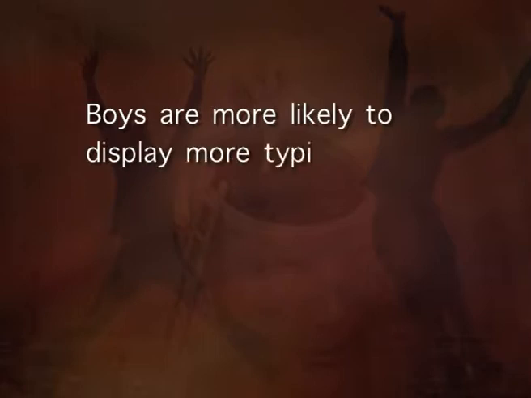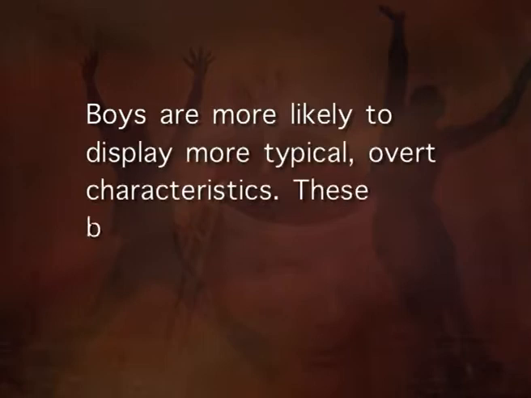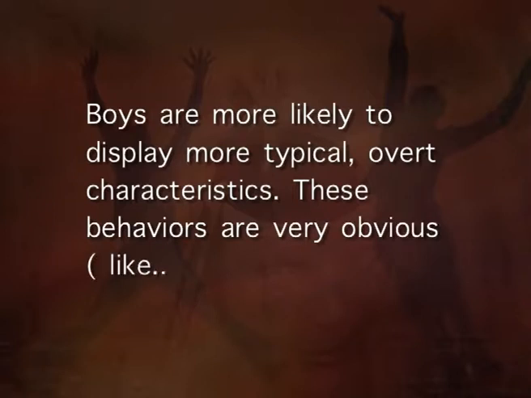Oppositional defiant disorder is seen both in boys and girls, but how it is present varies slightly from boys to girls. Naturally, it is a common tendency that boys are more aggressive compared to the girls. Similarly, in this oppositional defiant disorder, based upon that particular trait, we can see the difference. Boys are more likely to display more typical overt characteristics. These behaviors are very obvious, like arguing or fighting.